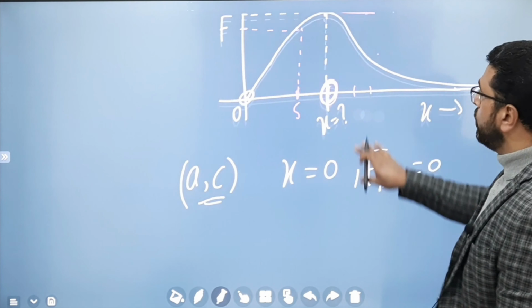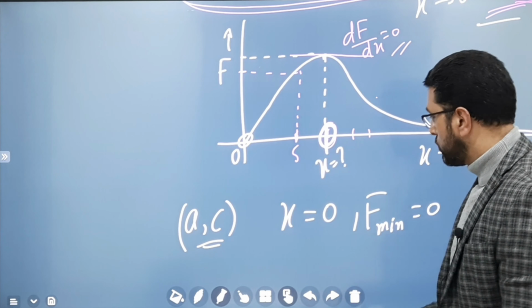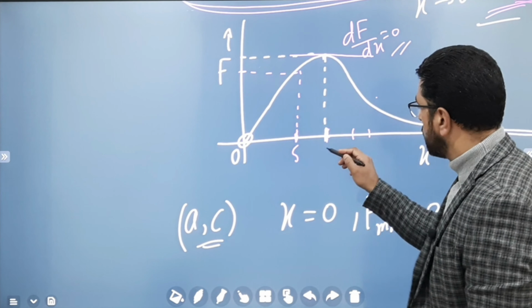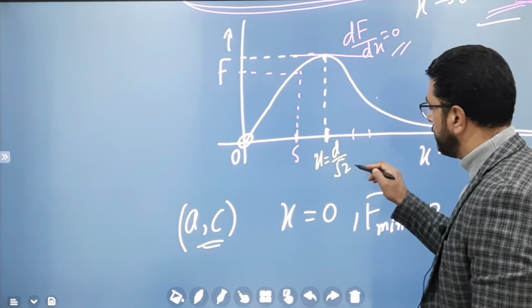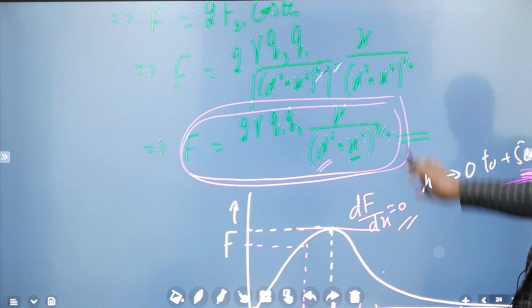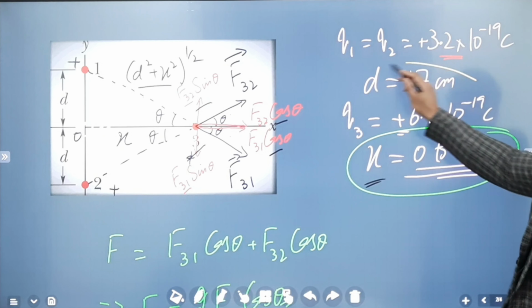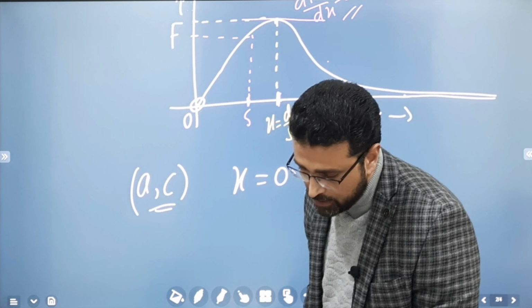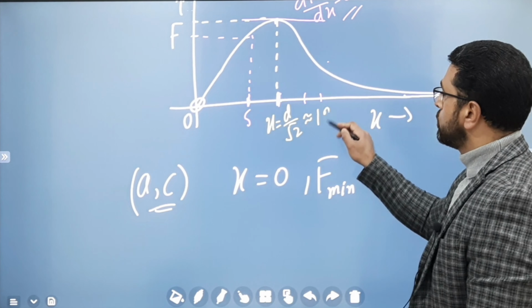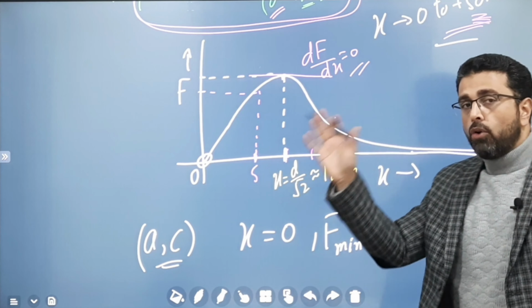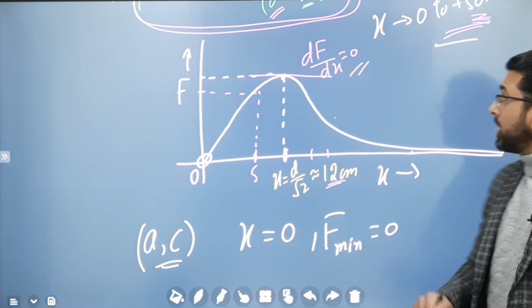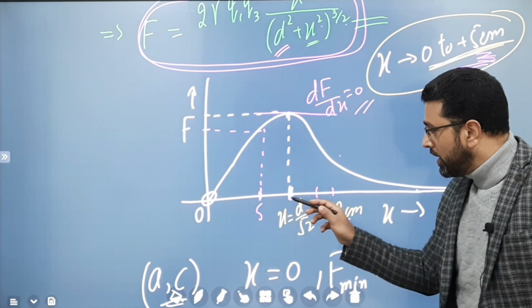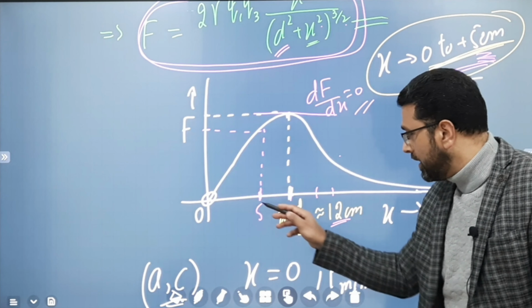So now we know the value of this x here. So here x is equal to d divided by root 2, and d is already given to us. D is 17 centimeters. So 17 divided by root 2 happens to be, I have calculated that, approximately 12 centimeters. So overall, force is maximum at x equal to 12 centimeters. But remember, we are asked to find the maximum force within this range, 0 to 5 centimeters. So this value here, 12, is greater than 5, meaning 5 is even less than here.